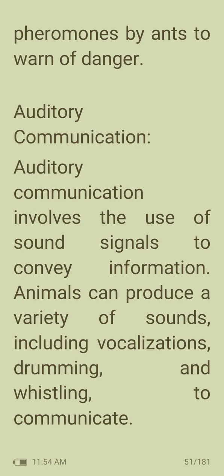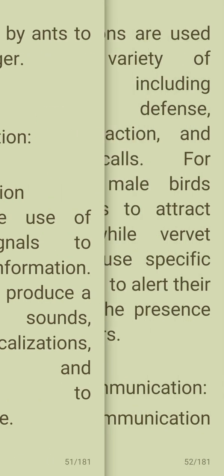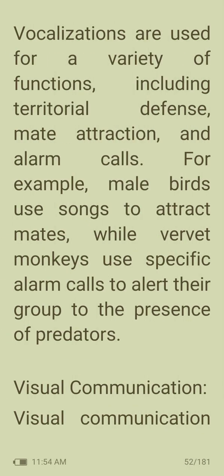Auditory communication. Auditory communication involves the use of sound signals to convey information. Animals can produce a variety of sounds, including vocalizations, drumming, and whistling, to communicate. Vocalizations are used for a variety of functions, including territorial defenses, mate attraction, and alarm calls. For example, male birds use songs to attract mates, while vervet monkeys use specific alarm calls to alert their group to the presence of predators.